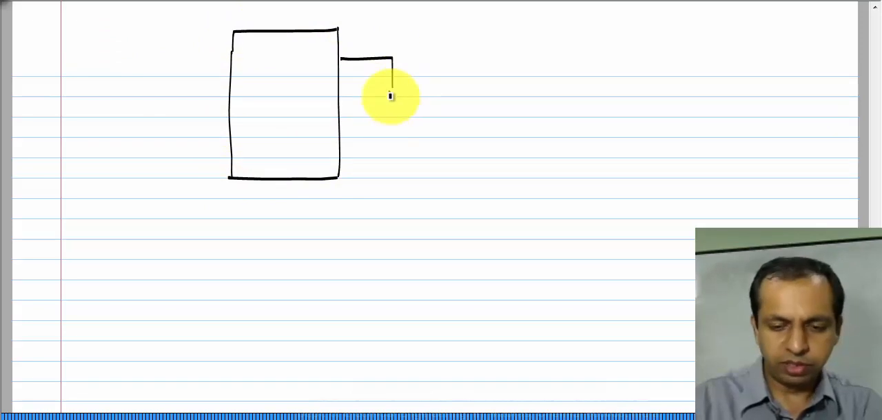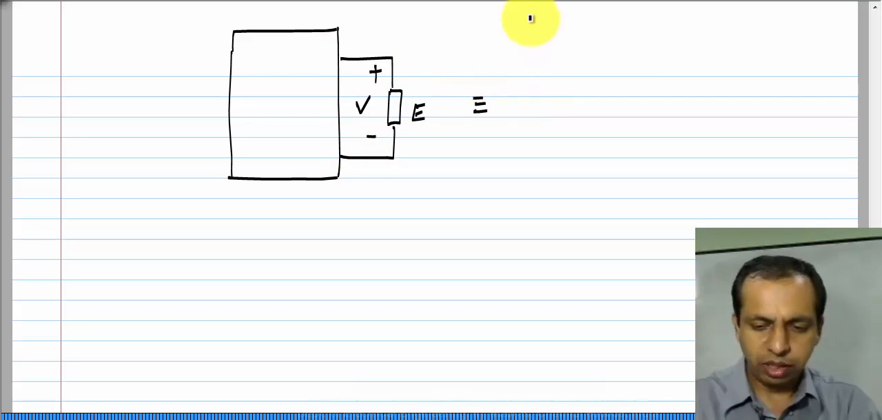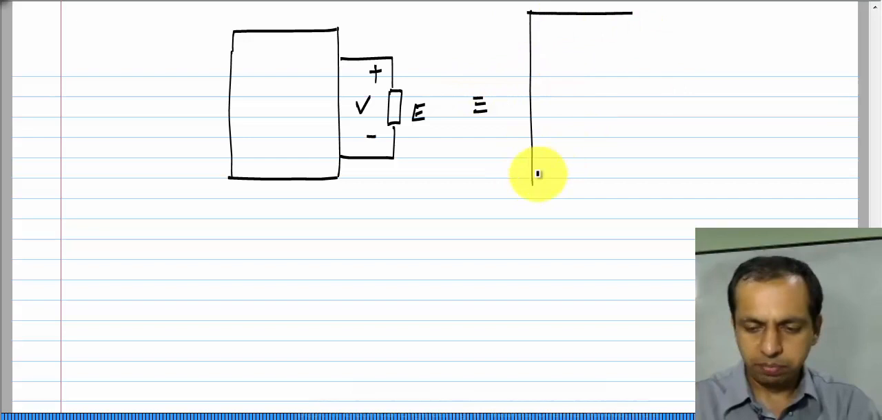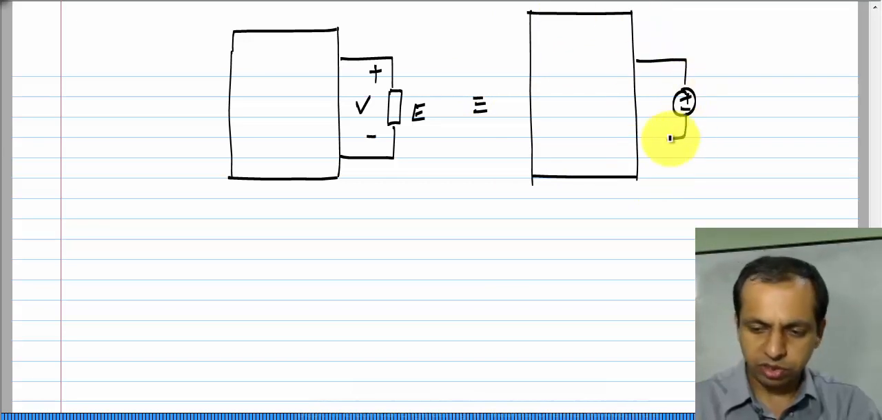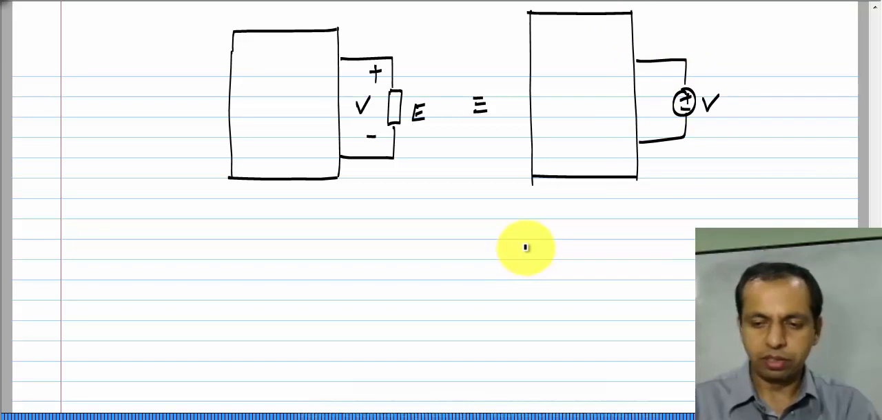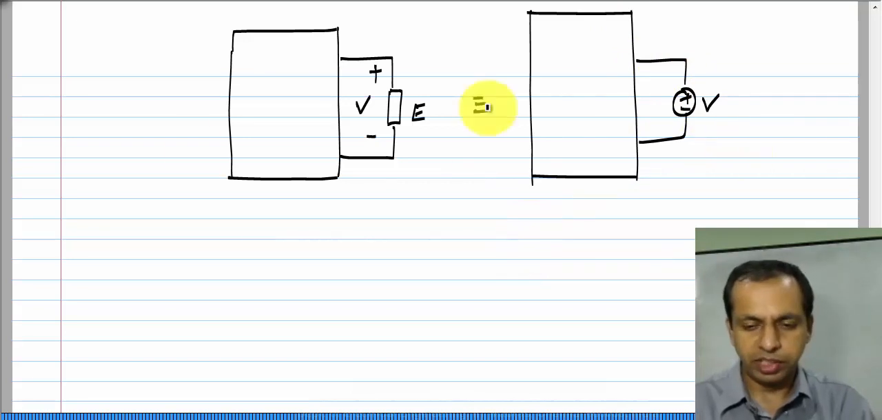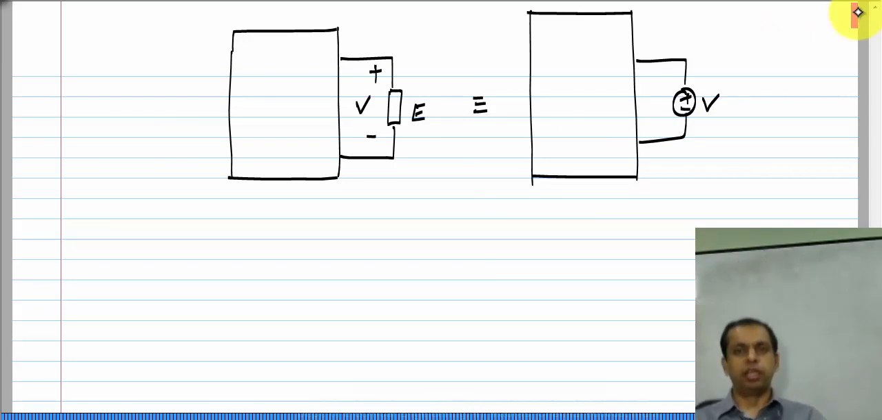If I have a circuit with an element E which has a voltage V across it, the element E can be substituted by a voltage source of value V. Okay. And if you make this change, no branch voltage or current in the circuit will change. In other words, the circuit will not be changed at all.